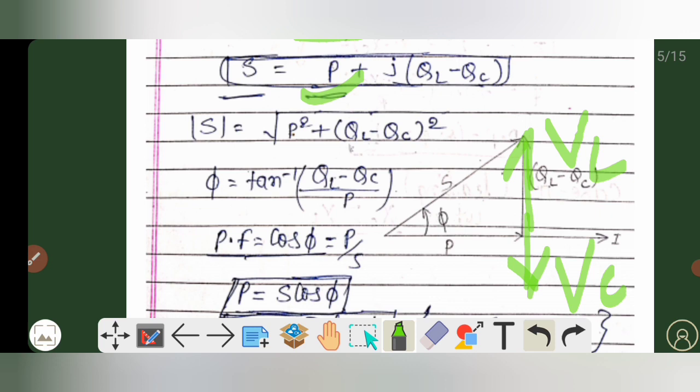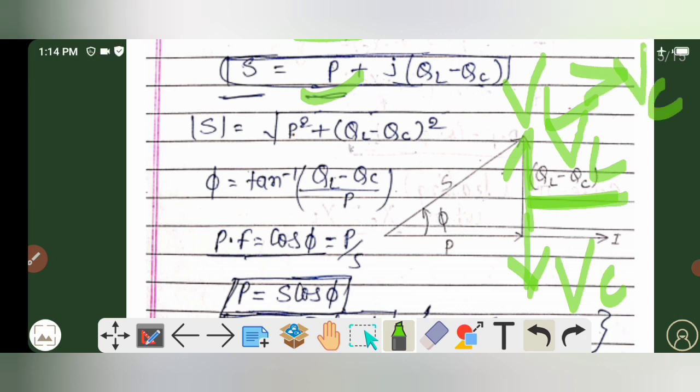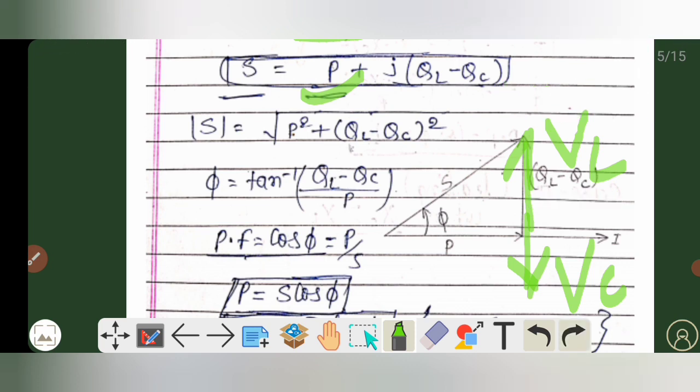Now my dear friends, here it is showing that QL is greater than QC, QL minus QC, meaning QL is greater than QC, so it is obvious that VL will be greater than VC, my dear friends. So here we have drawn QL minus QC above the horizontal axis. Now my dear friends, from this triangle, if you want to calculate the value of tan phi, then as you can see, tan phi will basically be equal to (QL minus QC) by P.